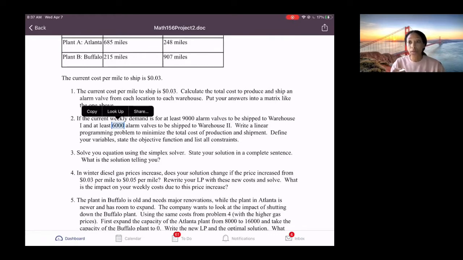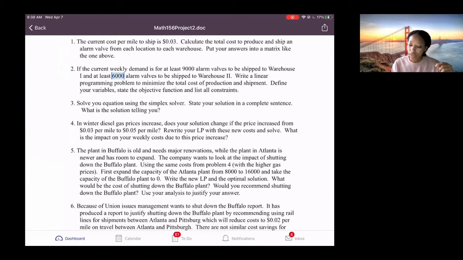All right, that's the first part. And then all that's different for the rest of the problems is you end up changing the cost per mile. So you'll repeat this problem, but instead of having 3 cents per mile, it'll be 5 cents per mile. So it's basically just setting up 1, 2, 3 linear programming problems where you change the cost per mile each time.